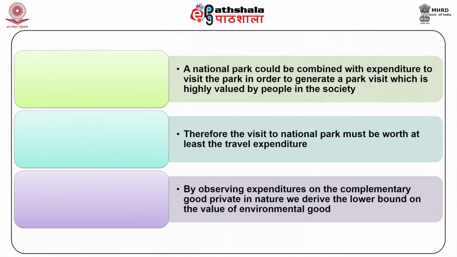A national park could be combined with expenditure to visit the park in order to generate a park visit, which is highly valued by people in the society. Therefore, the visit to the national park must be worth at least the travel expenditure. By observing expenditure on the complementary good, private in nature, we derive the lower bound on the value of the environmental good. One version of the household production approach is the household health production function.